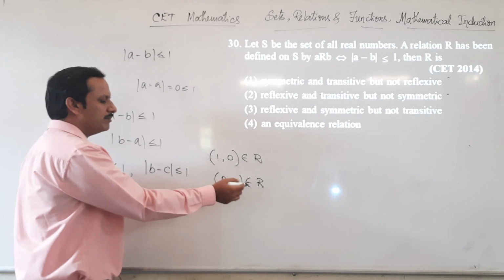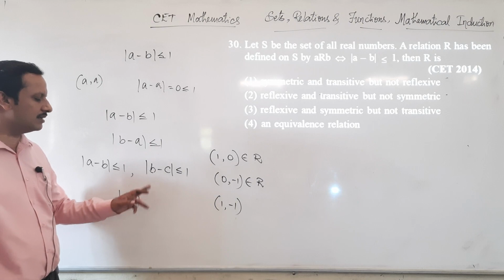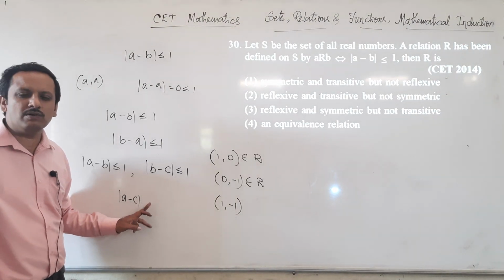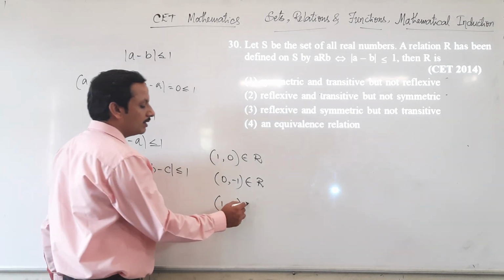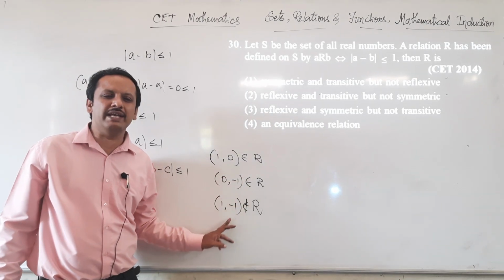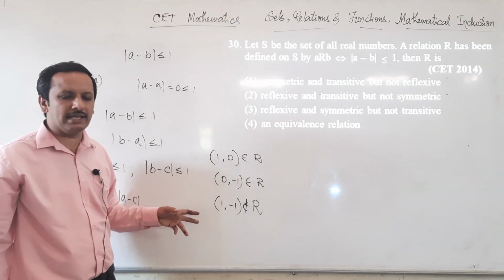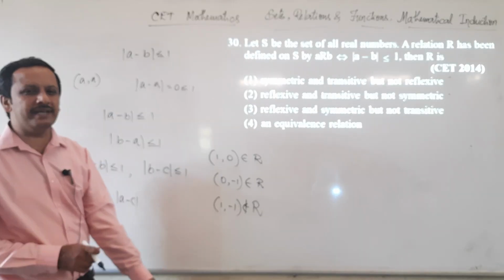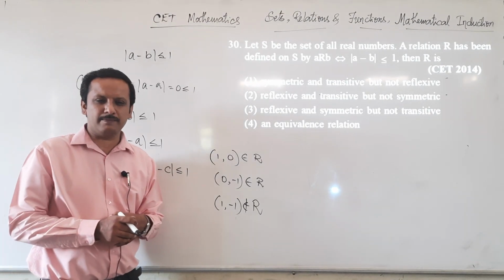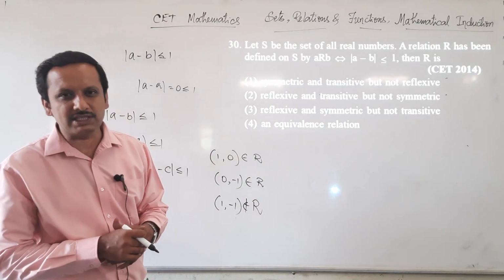So, (A, B) belongs to R, (B, C) belongs to R. Then what about (A, C)? (1, minus 1). Put A as 1, and C as minus 1 here. We get 1 plus 1, 2. 2 is not less than or equal to 1. So, this does not belong to R. As you can observe, (A, B) belongs to R, (B, C) belongs to R, but (A, C) does not belong to R. Therefore, this is not a transitive relation. It is reflexive and symmetric, but not transitive. So, third option is the answer. Okay. Students, the remaining questions I will solve in my next video. Thank you.